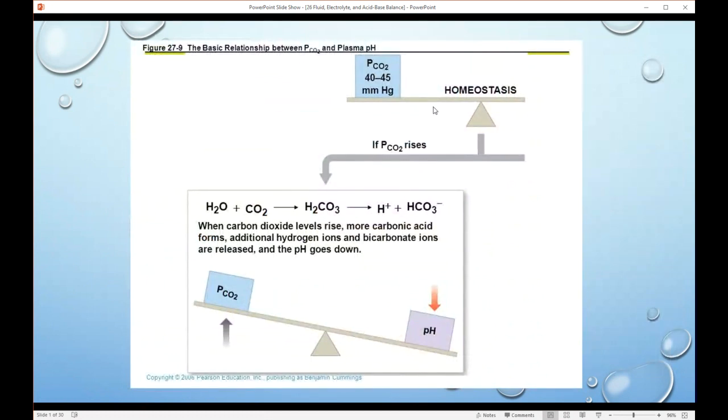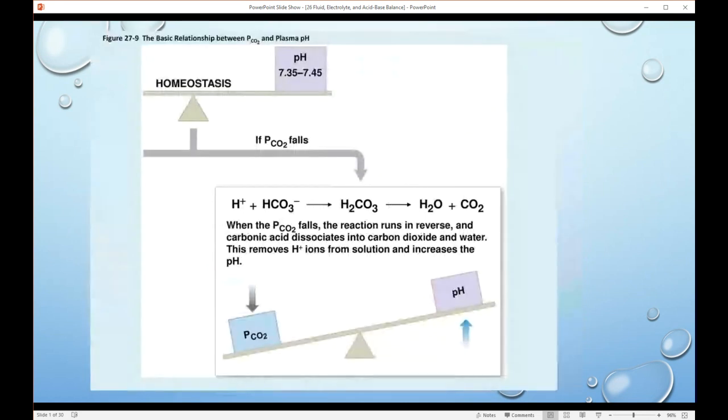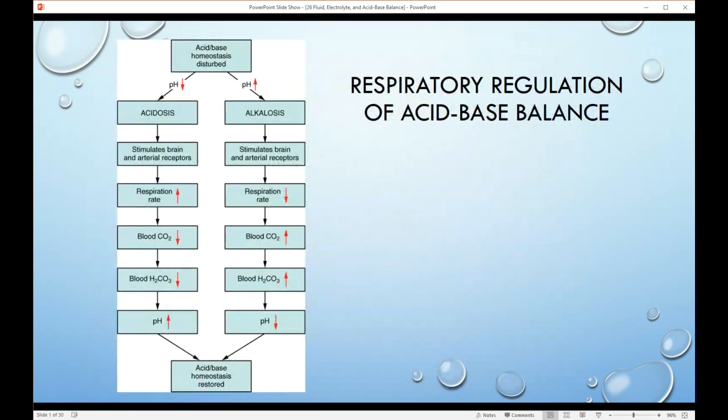Okay, this is showing us that relationship between the pressure of carbon dioxide within our blood and the plasma pH. We've already talked about this because we've talked a lot about carbon dioxide and its conversion over to carbonic acid or bicarbonate when we talked about the respiratory system. So we can have our respiratory regulation of acid-base balance, okay? And so we can have either acidosis or alkalosis. These are both respiratory disorders, respiratory acidosis or respiratory alkalosis, okay?